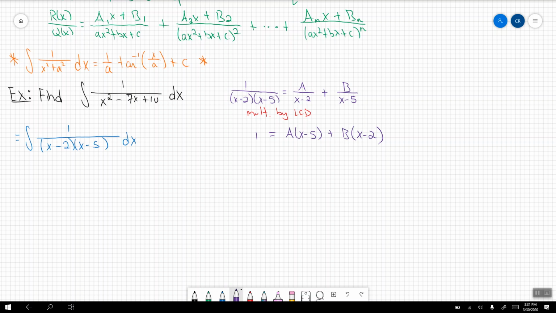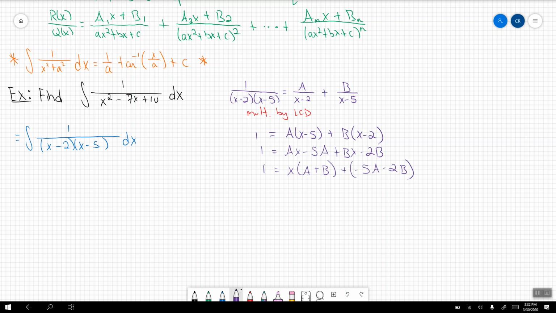All right, so here we go. This is my favorite method to use. I'm going to distribute on the right-hand side. This is going to be ax minus 5a plus bx minus 2b, all equal to 1. On the right-hand side, I have x's, so I'm going to group those together and factor out the x. Factoring out the x, I'm left with a plus b, which is multiplied by x. And then as a constant, I'm left with minus 5a minus 2b. All of this is equal to 1.